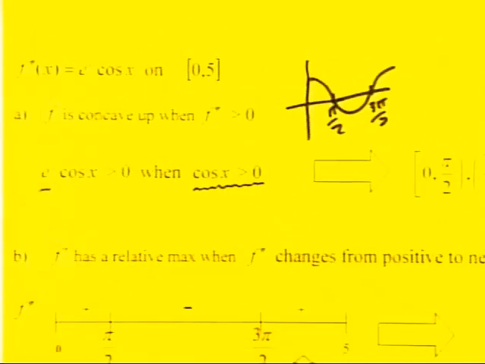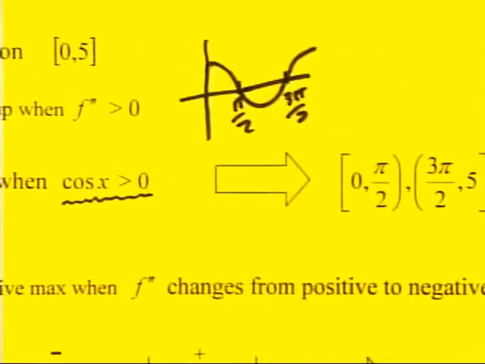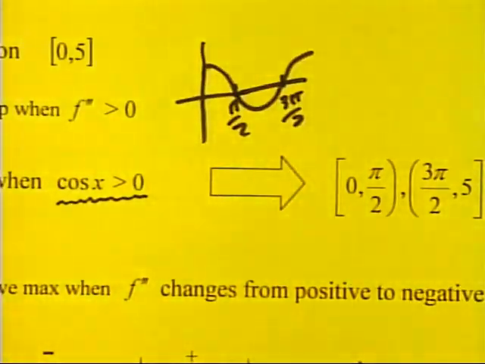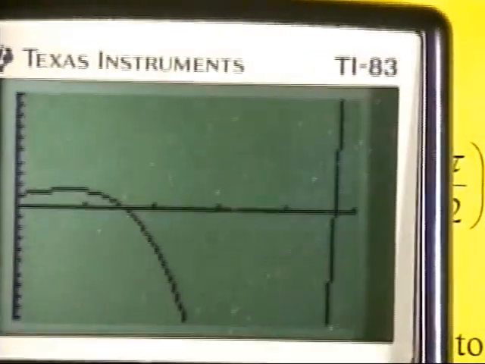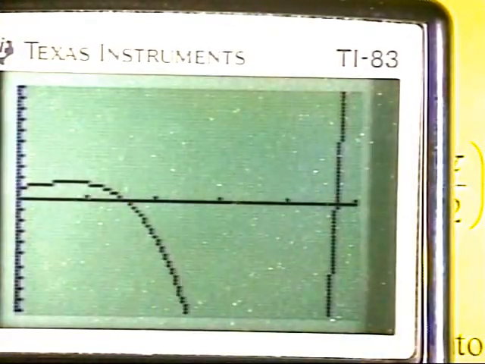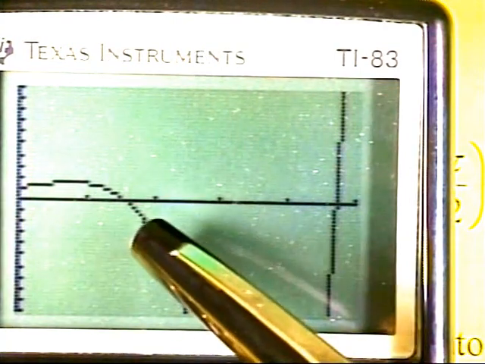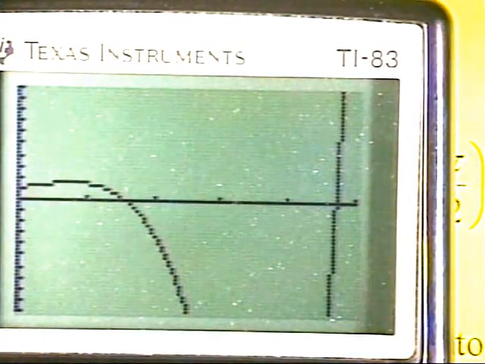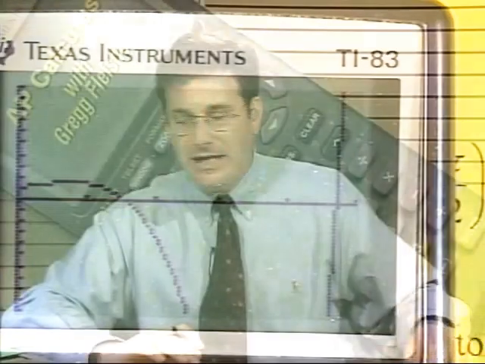F double prime, and so that's what you can write. You can write down for the answer, f prime has a relative maximum when f double prime changes from positive to negative. F prime is a relative maximum, and you saw the graph a few minutes ago. When does it change from positive to negative? Right there. You see that? So the key is to be able to understand what the question is and then use a calculator.